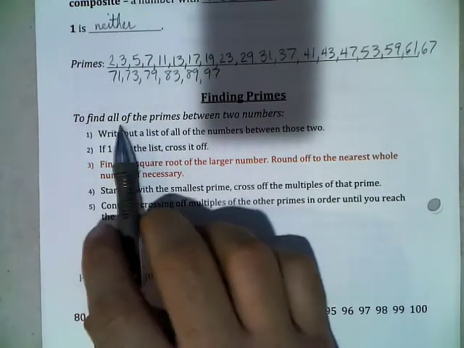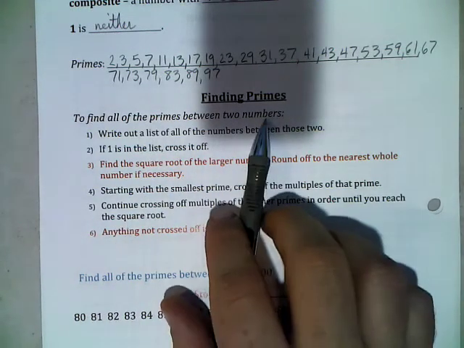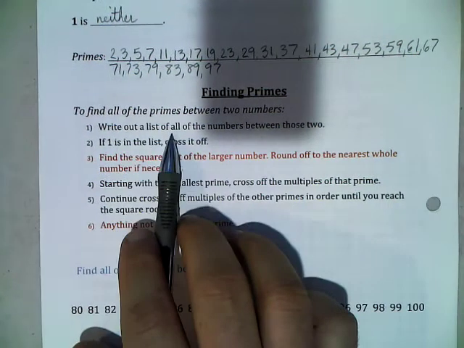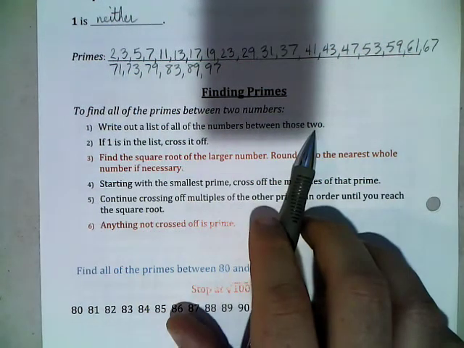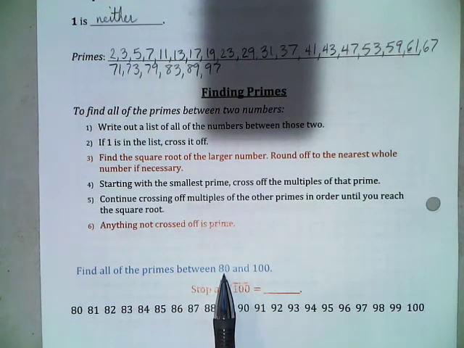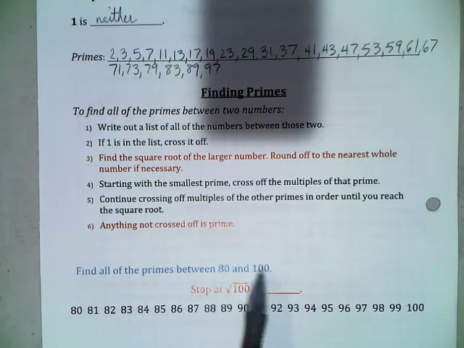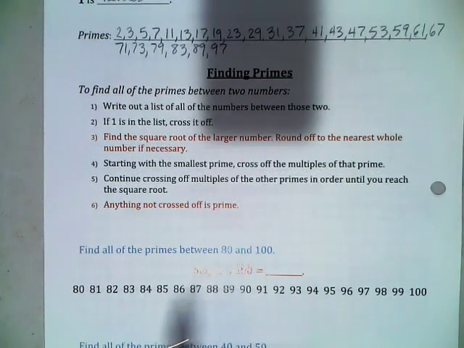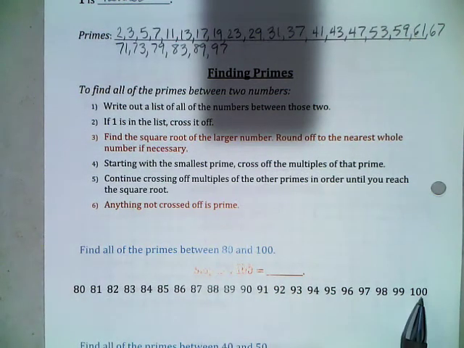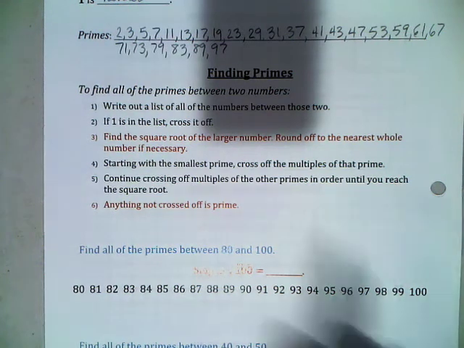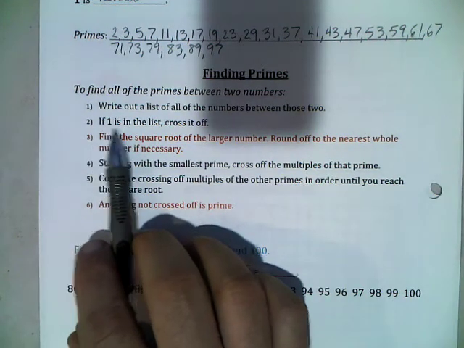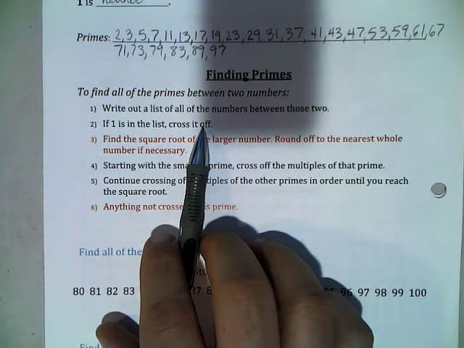So to find all primes between 2 numbers, step 1, you're going to write the list of all the numbers between those 2. So for example, down here, we're going to find all the primes between 80 and 100. I've already done this for you. You would then do this on the homework for yourself, where you would start with 80 and write out all the numbers up to 100. So step 2, if 1 is in the list, cross it off, because we know that 1 is neither prime nor composite. Cross it off, it's not a prime.